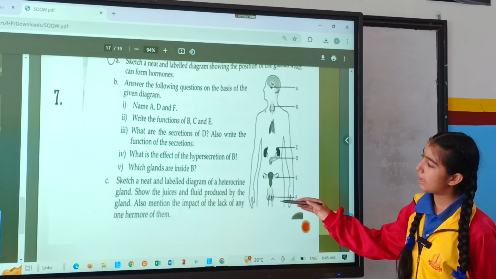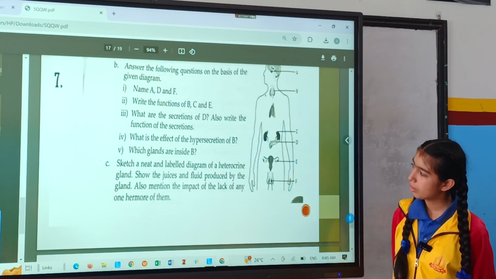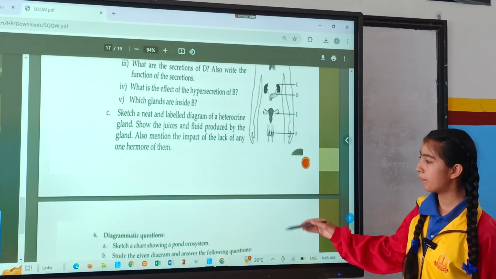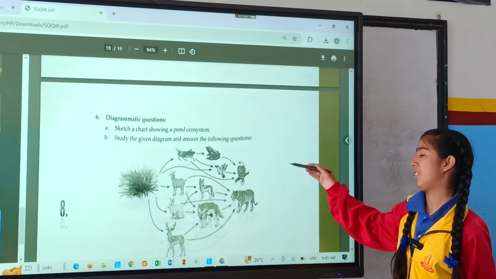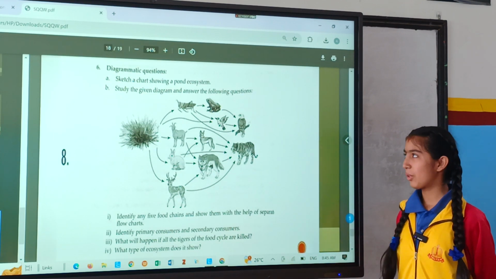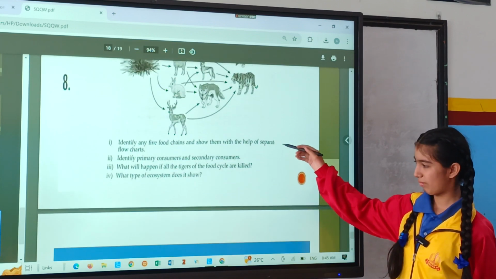And next is sketch a labeled diagram of heterocrine gland. Show the juices and fluid produced by the gland. Also mention the impact of lack of any one hormone of them. Sketch a chart showing a pond ecosystem. Study the given diagram, answer the following questions.